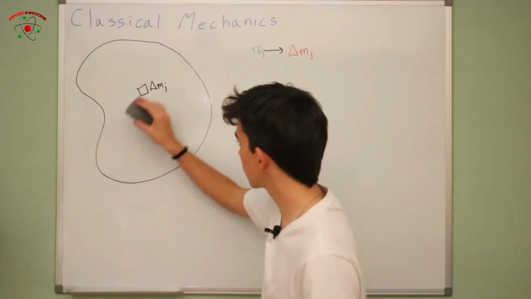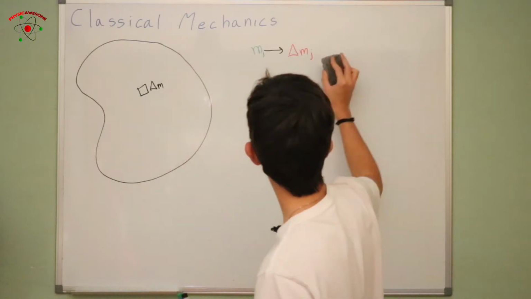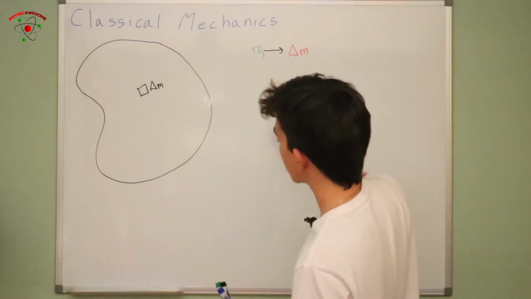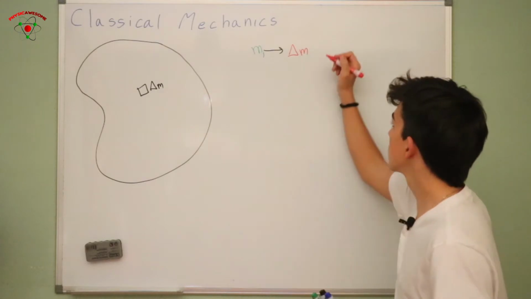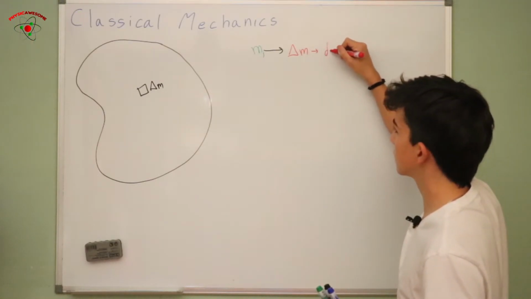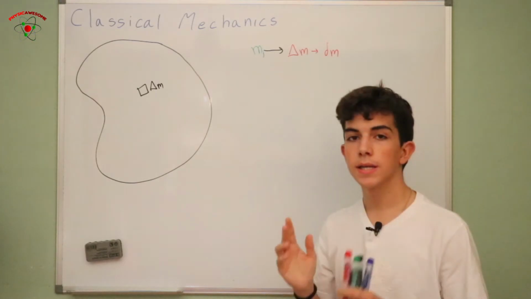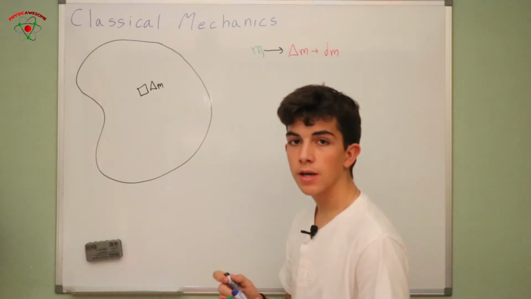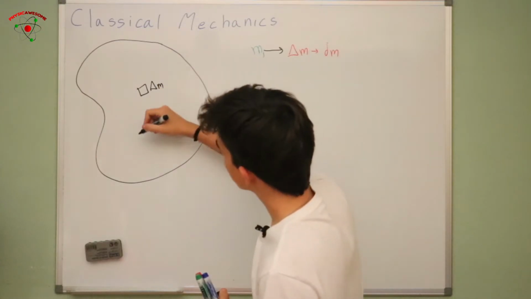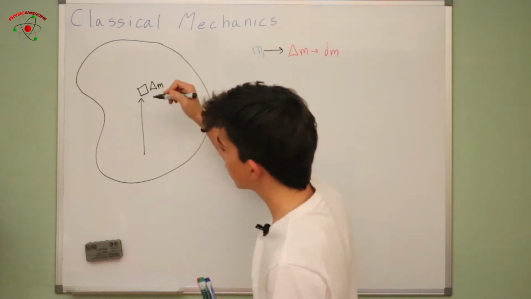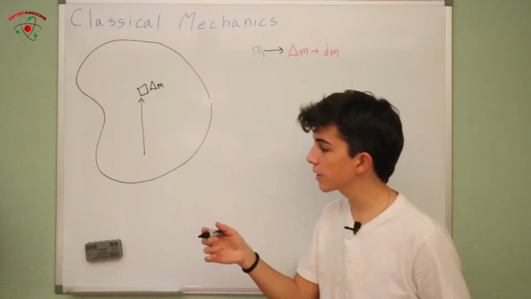Well, sorry about that, there's no j indices here, and this is going to work as a differential in the end, a differential of mass. Now, instead of having a vector that is going to point to the particle, we are going to have a position vector.